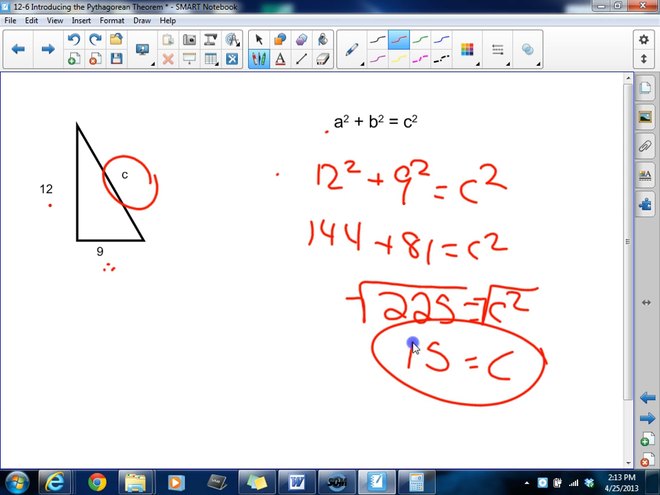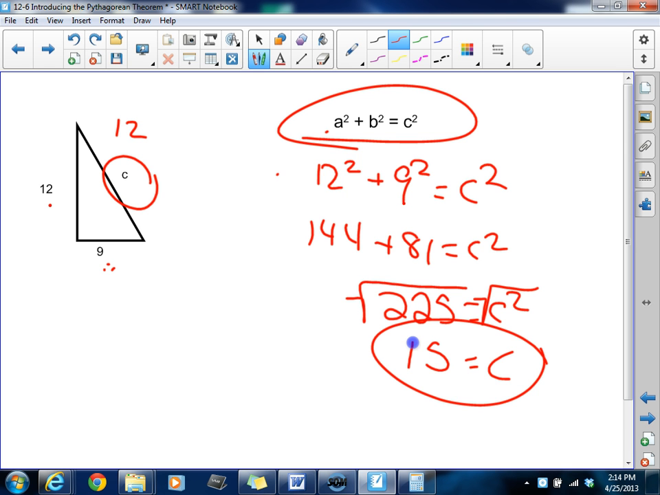Now the nice thing is, you can actually put that to the test. You can say 144 plus 81 is going to equal 225. Actually works out very nicely. So in this example, I figured out what the hypotenuse, remember that's the side that connects the two legs, was using the Pythagorean Theorem. Big words, scary words. Just need to remember it's a squared plus b squared equals c squared.